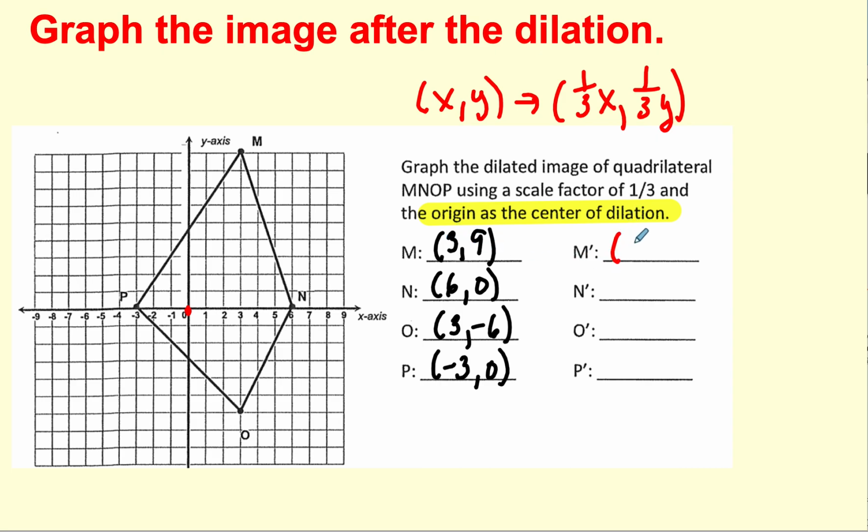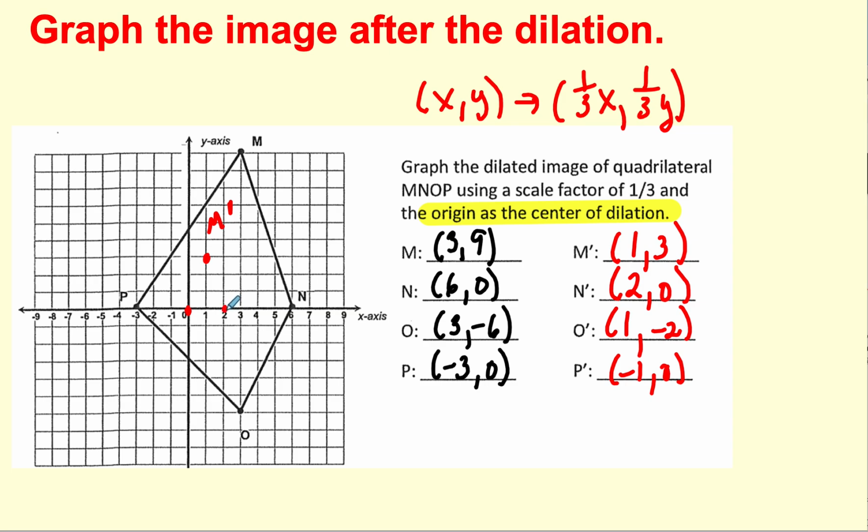So this point will be 1, 3, and N prime will be 2, 0, and then this will be 1, negative 2, and this will be negative 1, 0. Let's go ahead and graph it. M prime will be 1, 1, 2, 3. So here's M prime. So M prime is here, and it's getting closer to the origin.